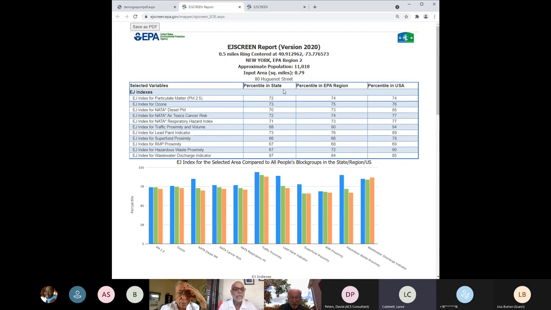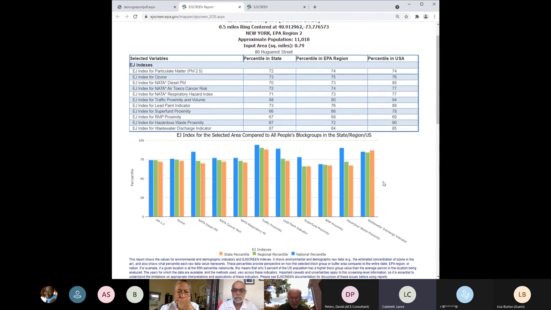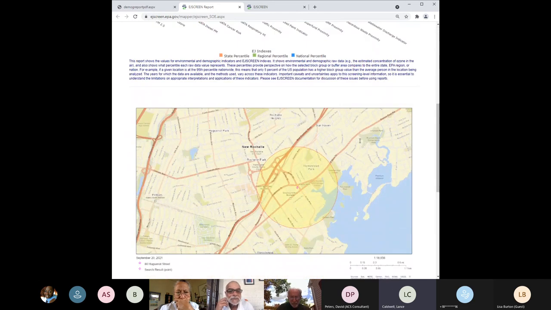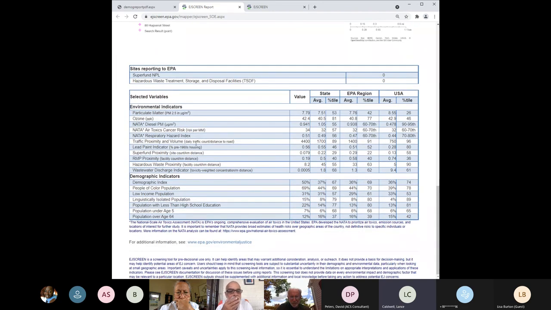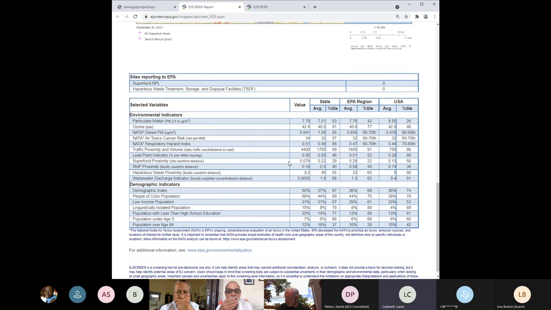So here is just a more detailed breakdown of the same thing that was in that chart. The blue is comparing it to the rest of the country. The orange is comparing it to the rest of the state of New York. Here's the map. It gets into even more details here.